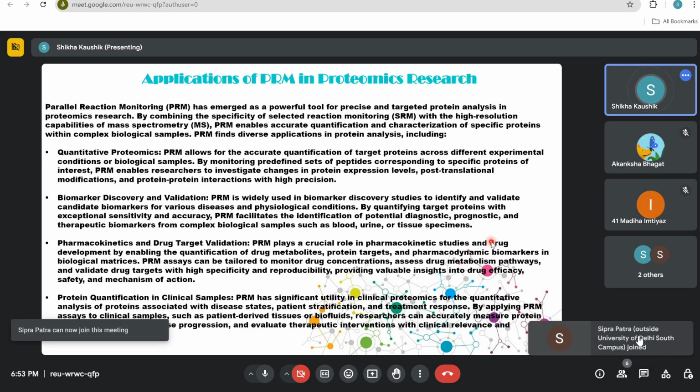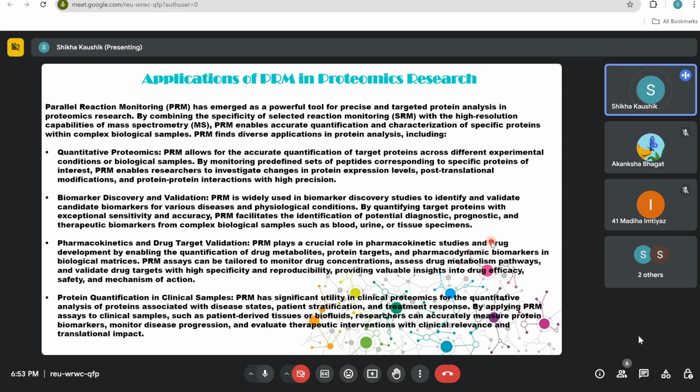क्या क्या डाइवर्स एप्लीकेशन है? सबसे पहले हम कर सकते हैं क्वांटिटेटिव प्रोटियोमिक। क्वांटिटेटिव प्रोटियोमिक PRM allow for the accurate quantification of the target protein across the differential experiment condition or biological sample. So whenever we talk about quantification, we are generally trying to understand what all proteins are present and how much they are present. So जब हमें ये सारी स्टडी करनी होती है तो हम PRM ले सकते हैं, क्योंकि we have selected precursors, we have selected proteins, and we are doing quantification of that protein only.